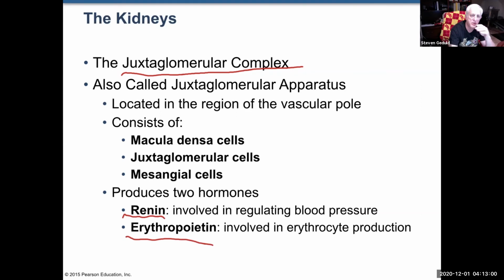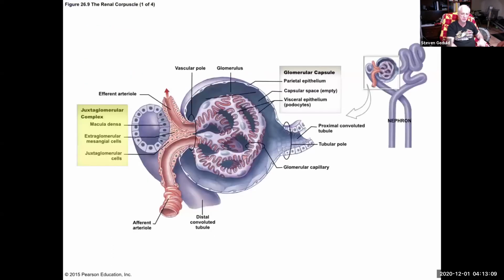Okay, so two hormones are actually produced in the juxtaglomerular complex. Renin for blood pressure, erythropoietin for the production of red blood cells. And here's your juxtaglomerular complex. It sits right here.